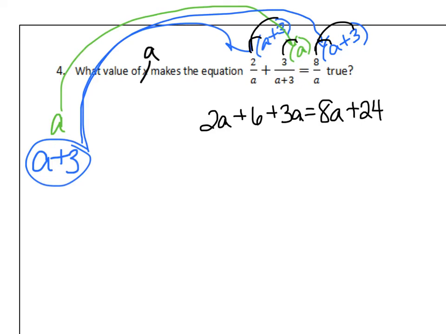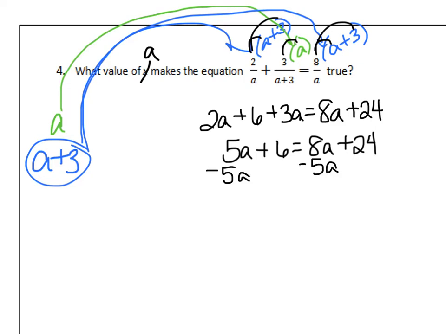Got lots of A's here, so we're going to start simplifying them. So we first start with our same side, 2A plus 3A, that's 5A, plus 6 equals 8A plus 24. Now our variables are on opposite sides, so we need to get them together. So I'm going to take the 5A and subtract it to the other side. So I now have 6 equals 3A plus 24.